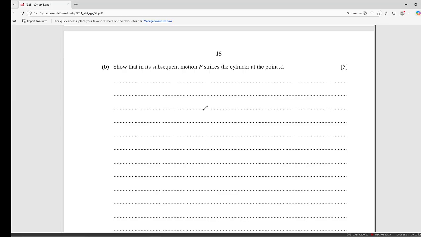Show that in the subsequent motion it strikes the cylinder at point A. Okay, this is very simple. So you're telling me that its height is a plus a cos theta. Cos 60 degrees is 1 by 2, so its height is 3 by 2 a.